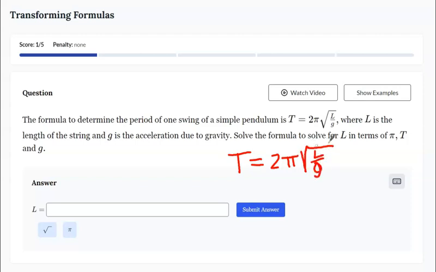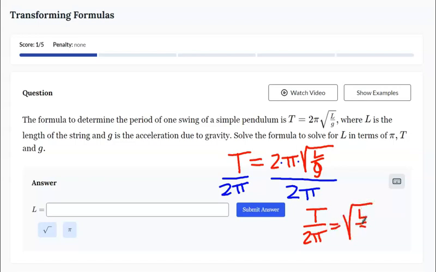Now I cannot get rid of this square root sign, which L is trapped underneath, until there's nothing outside of the square root sign. So the first thing I need to do is get rid of this timesing by 2 and timesing by pi. So the opposite would be to divide, and that would give me T divided by 2 pi is equal to square root L over G. Now I can undo this square root sign. The opposite of a square root is a square. So I have to square both sides. That's what makes the square root sign disappear.